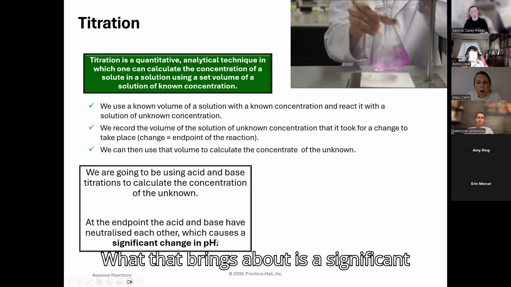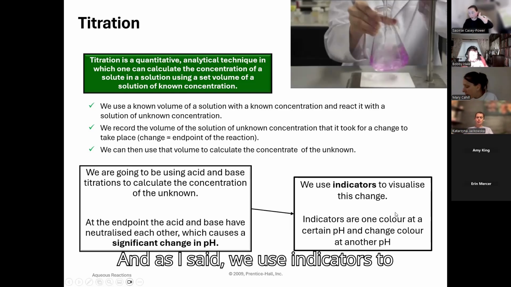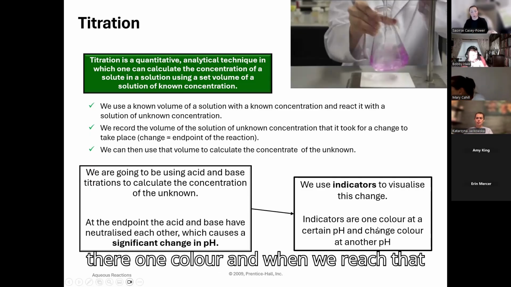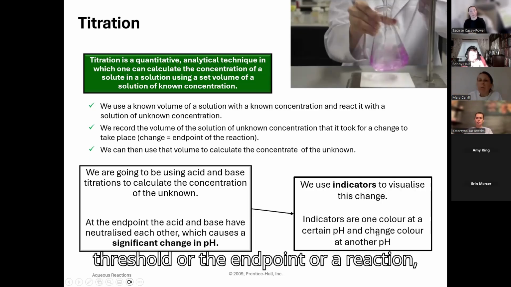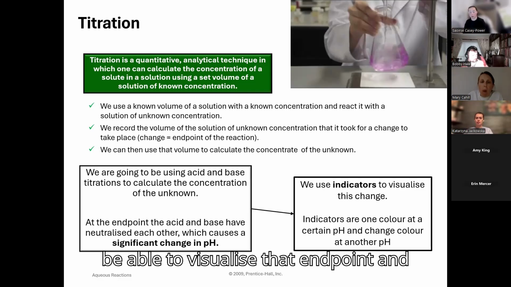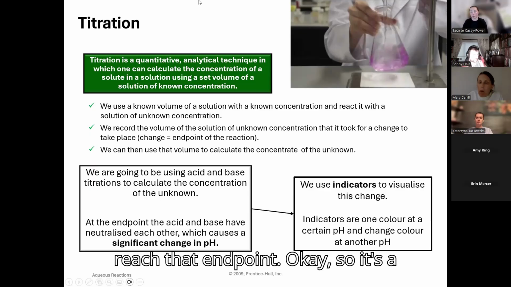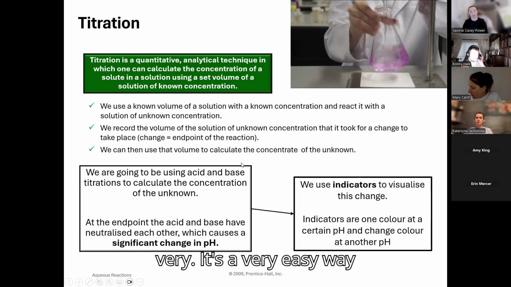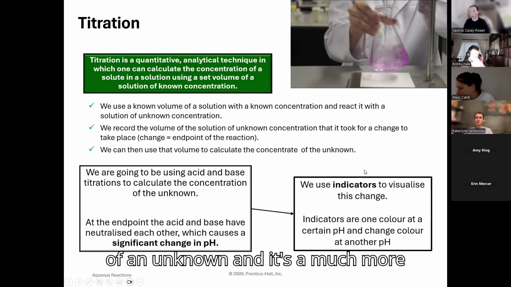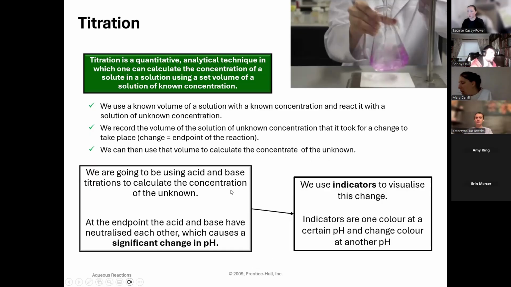What that brings about is a significant change in pH. As I said, we use indicators to visualize that change, because at one certain pH they're one color, and when we reach that threshold or the endpoint of a reaction, the indicator will change color. We'll be able to visualize that endpoint and mark the volume that was used to reach it. So it's a very easy way to calculate the concentration of an unknown, and it's a much more visual reaction that we can conduct here.